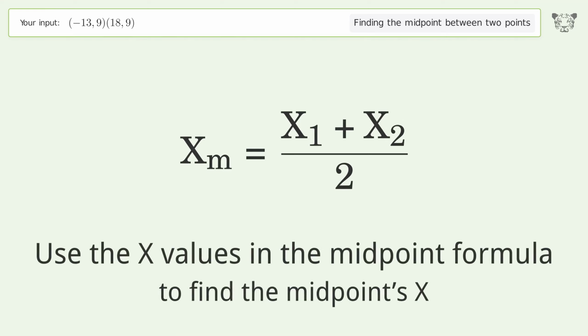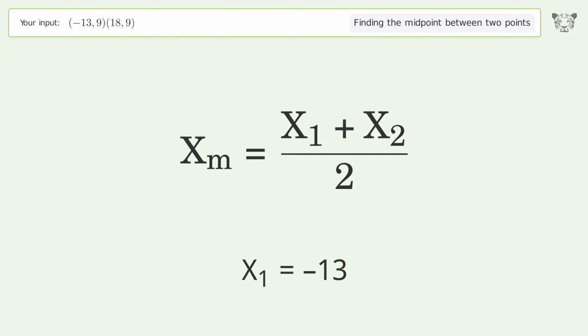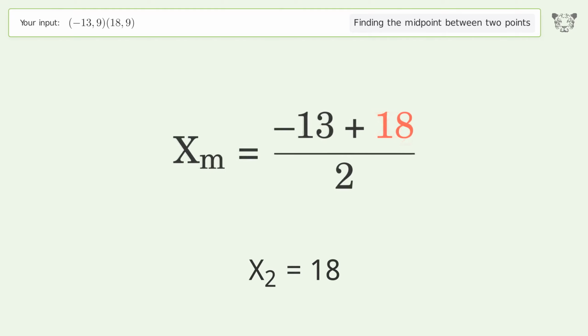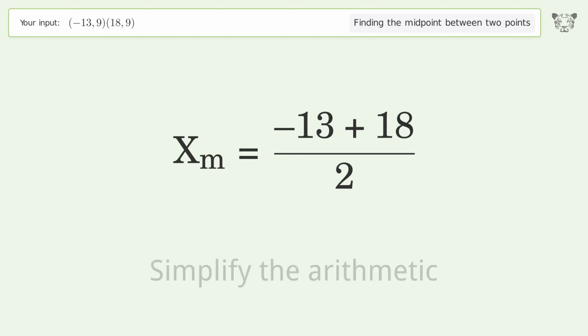Use the x values in the midpoint formula to find the midpoint's x. x1 equals -13. x2 equals 18. Simplify the arithmetic.